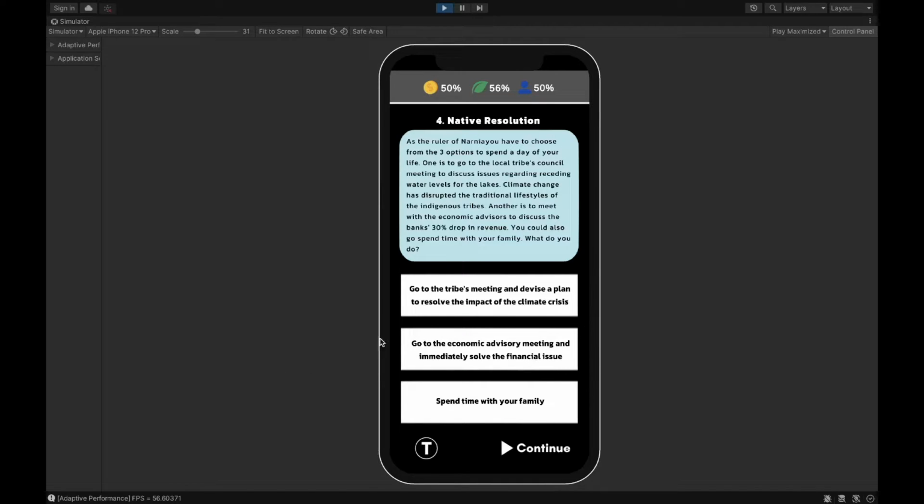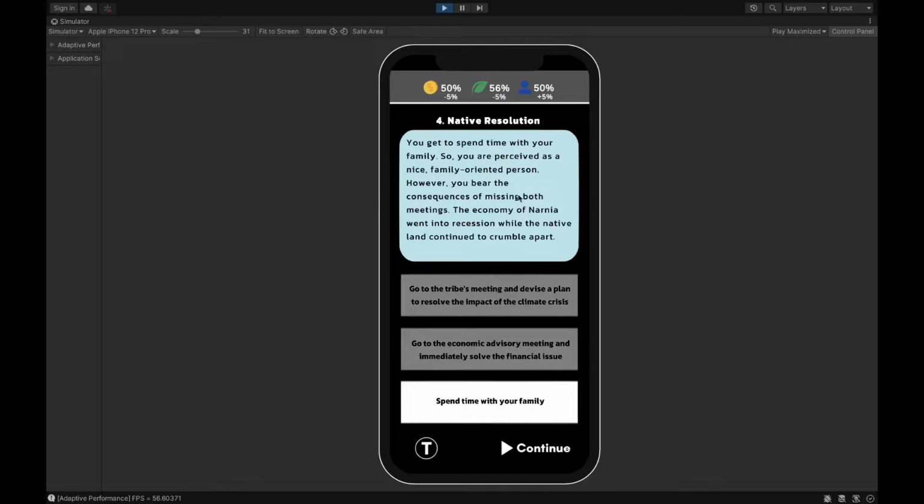I mean, spending time with my family doesn't sound like a bad idea, so like that. Oh, okay. So this is actually a bit of a negative outcome because it seems like our economic score has gone down by 5%. Environmental has also gone down, but our societal score has actually increased.